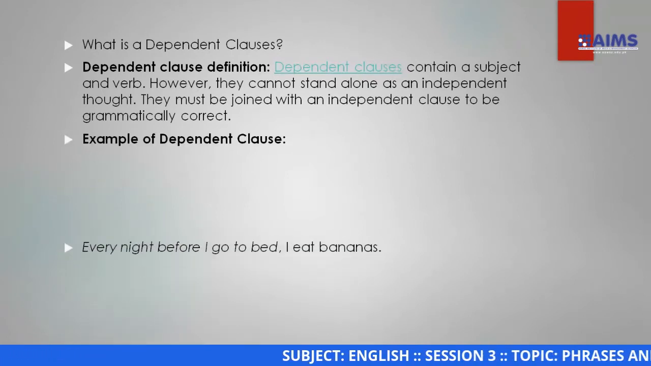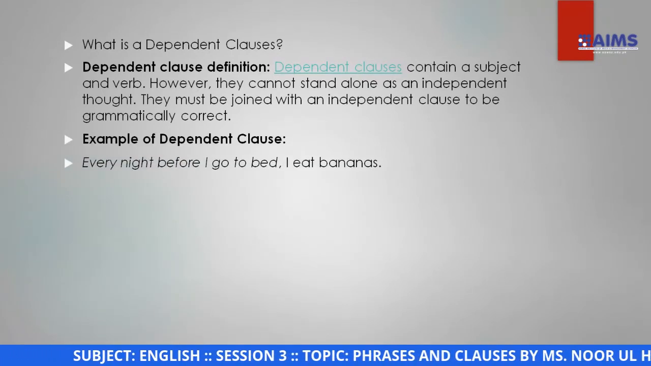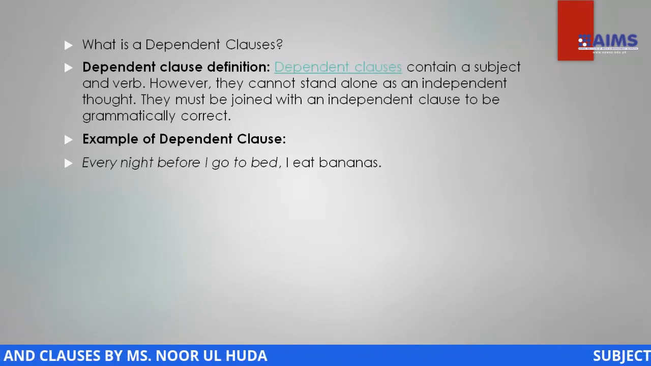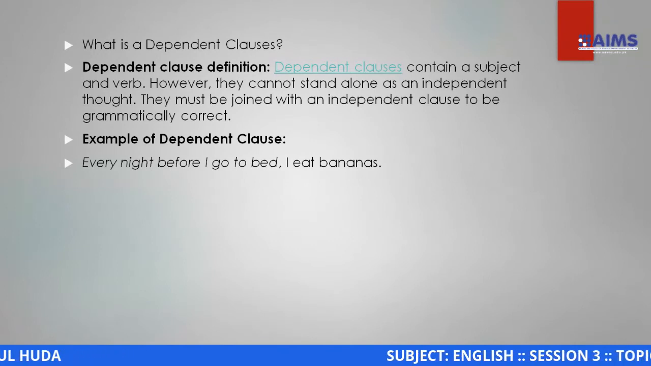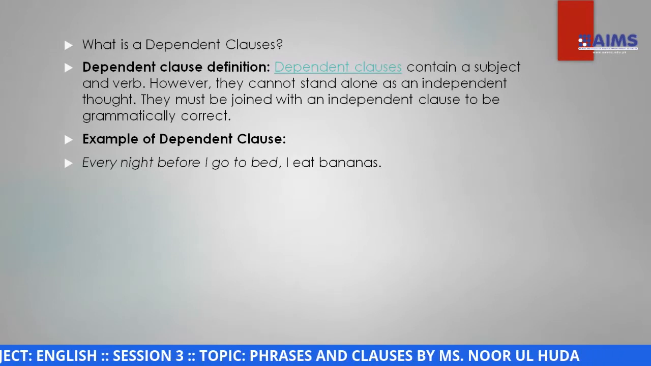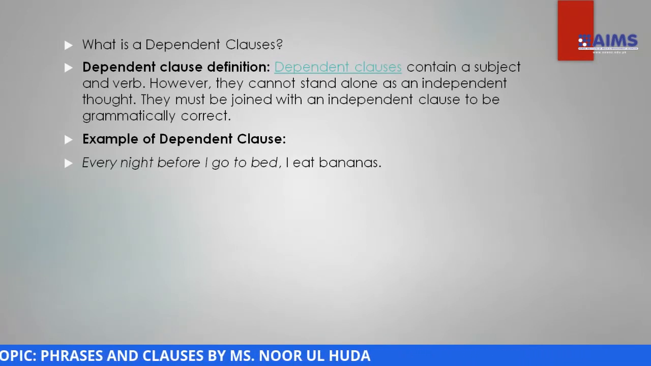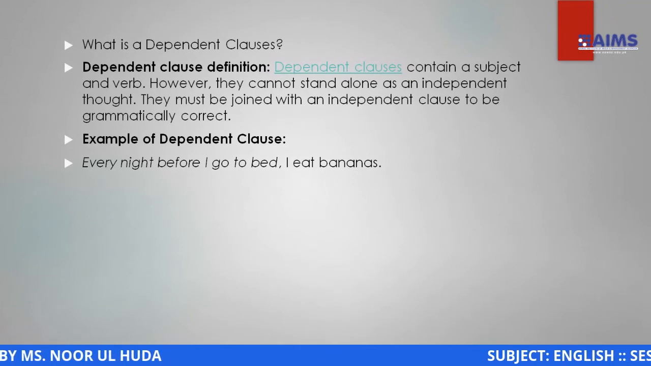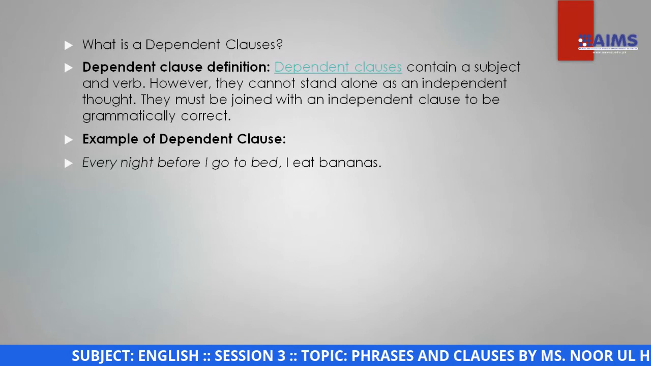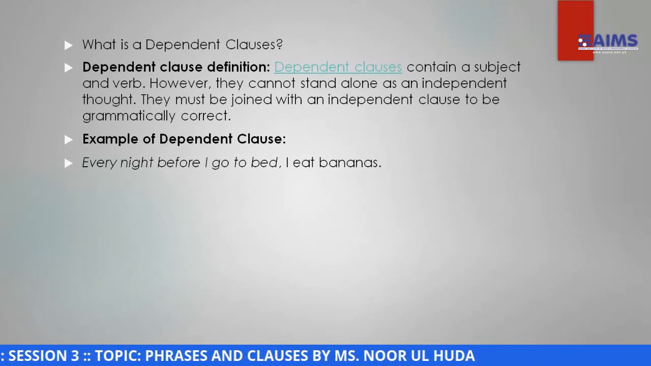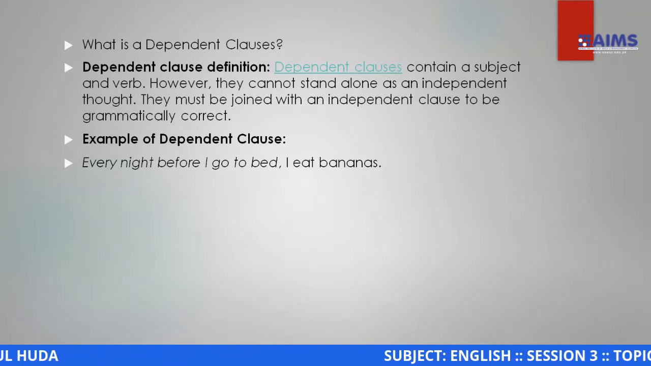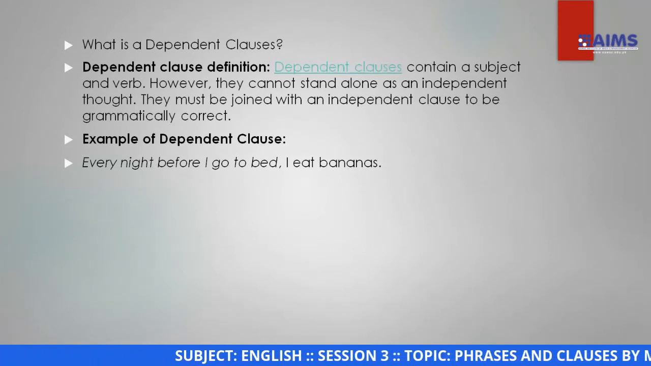For example, every night before I go to bed. Let's suppose I remove "I eat bananas" and say only "every night before I go to bed." If I use only this clause, "I" is a subject, "go" is a verb. But I have written "before," and this "before" makes the clause a dependent clause because it needs some additional information to complete the meaning. Every night before I go to bed, I eat bananas.